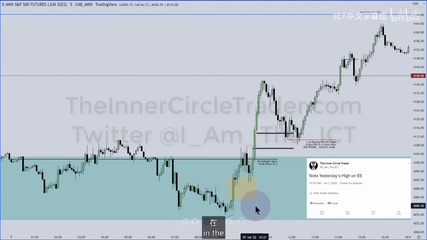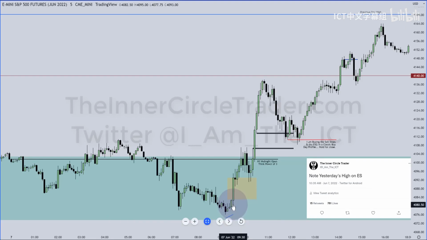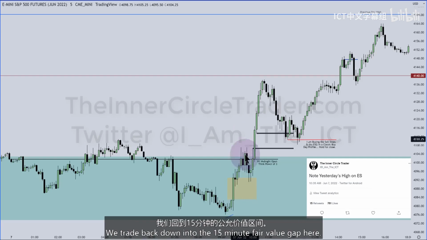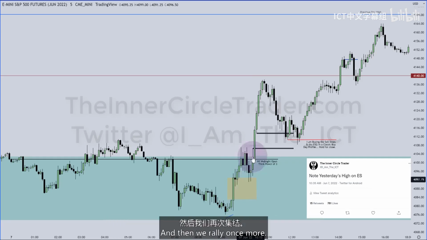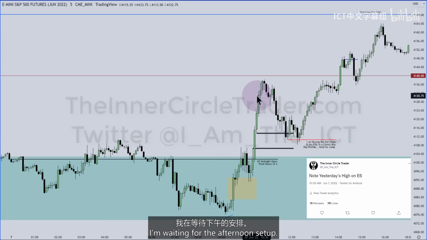The SMT divergence here in the higher low versus the lower low in NASDAQ comparably. And then we have that shift in market structure. We trade back down into the 15-minute fair value gap here, and then we rally once more. Once I saw that, then I'm good to go. I'm waiting for the afternoon setup.